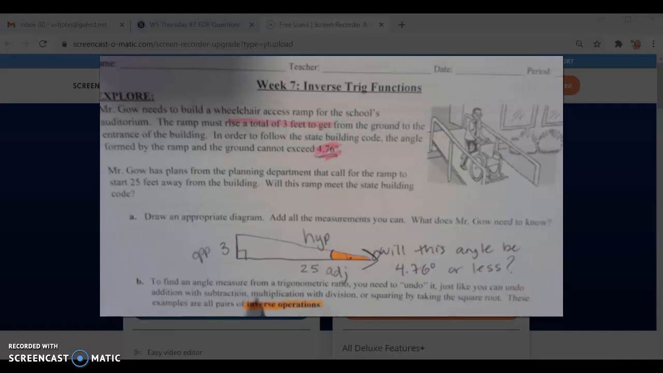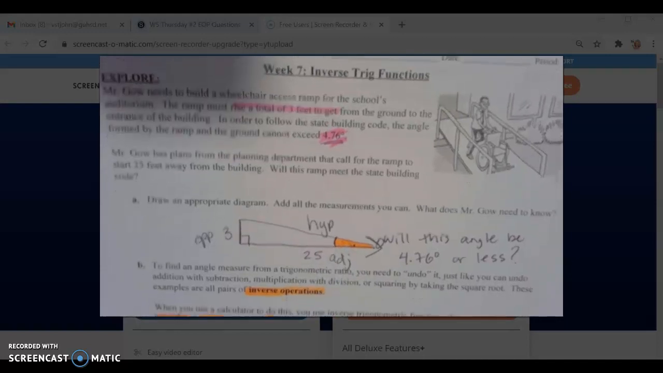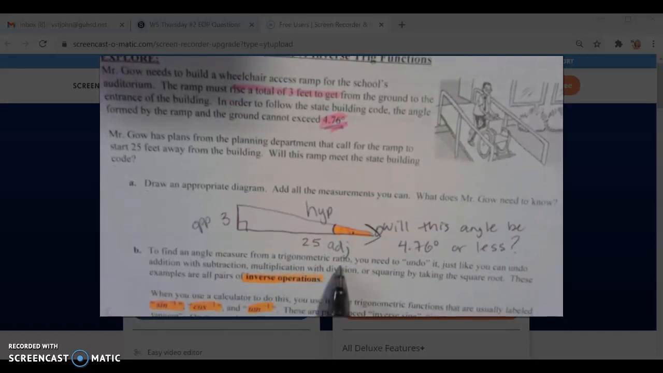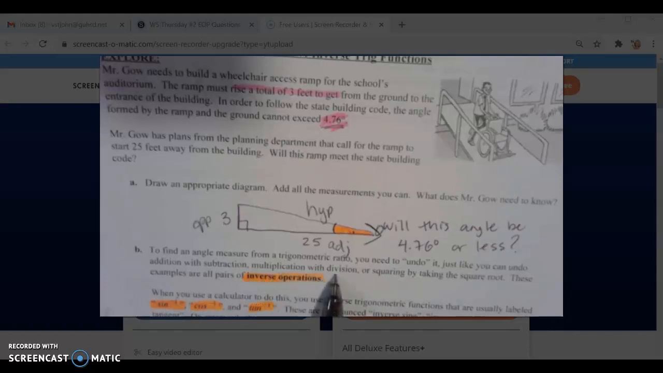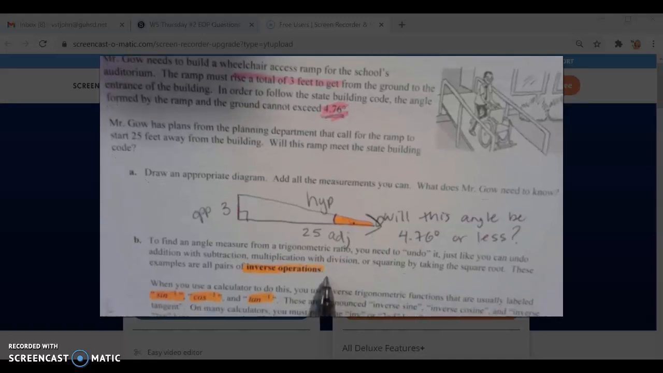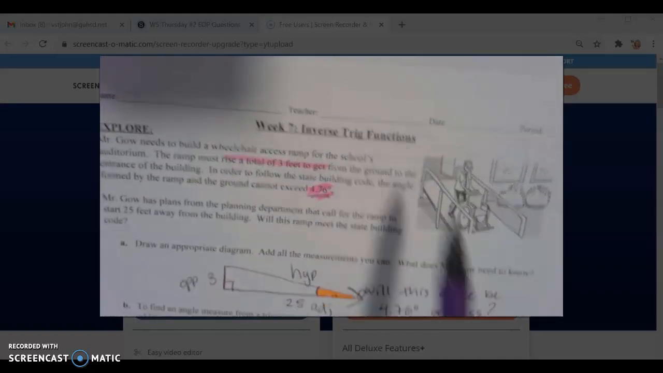Well, in all the problems we had on the previous page, we knew what the angle was, but now we don't. So we're going to use the trigonometric ratio to undo it, just like I can undo addition with subtraction, or multiplication with division, or squaring by taking a square root. Those are all called inverse operations. Thus, this is called inverse trig.